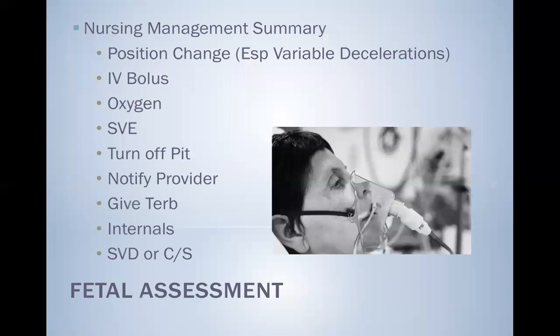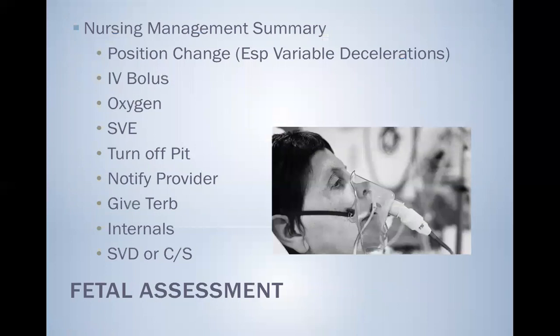So what are we going to do if we're having some decelerations? We're going to change mom's position. This is especially important during variable decels and prolonged decels. We're going to be flipping mom back and forth, back and forth during prolonged decelerations. We're going to give her an IV fluid bolus.